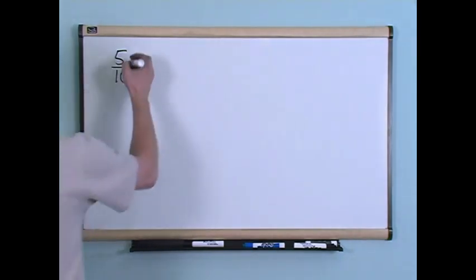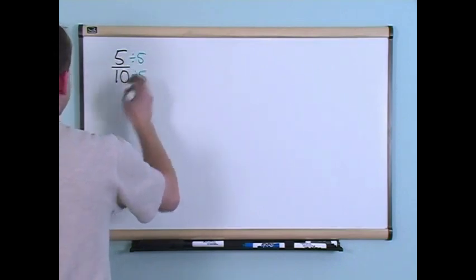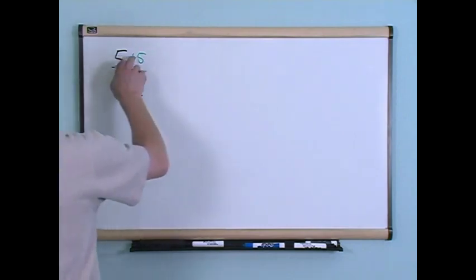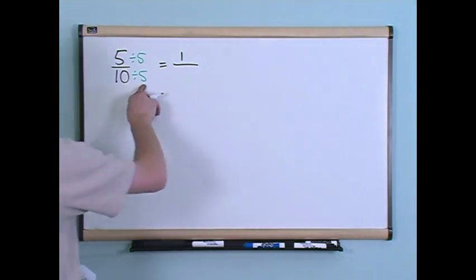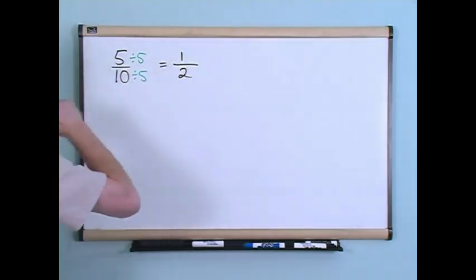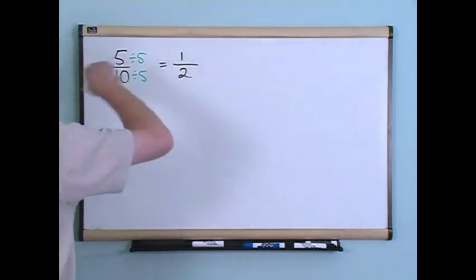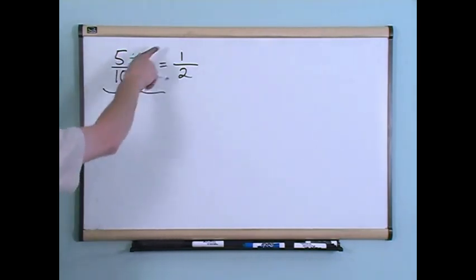Yes, you can, because you can divide the top by 5 and you can divide the bottom by 5. On the top, 5 divided by 5 is 1. The bottom, 10 divided by 5, gives you 2. And you can't do anything more with that because that's fully simplified. You can't divide the top and the bottom by the same thing and get anything simpler. 5/10 is equal to 1/2.